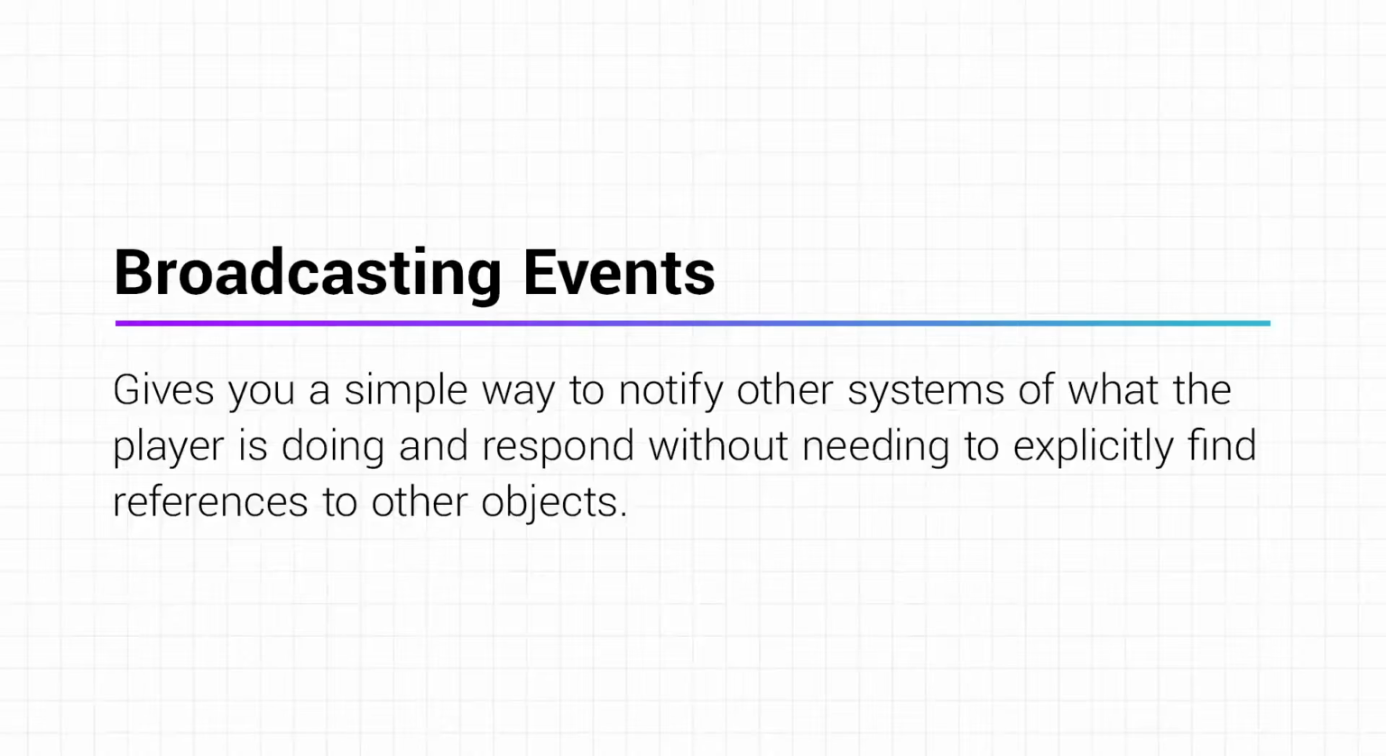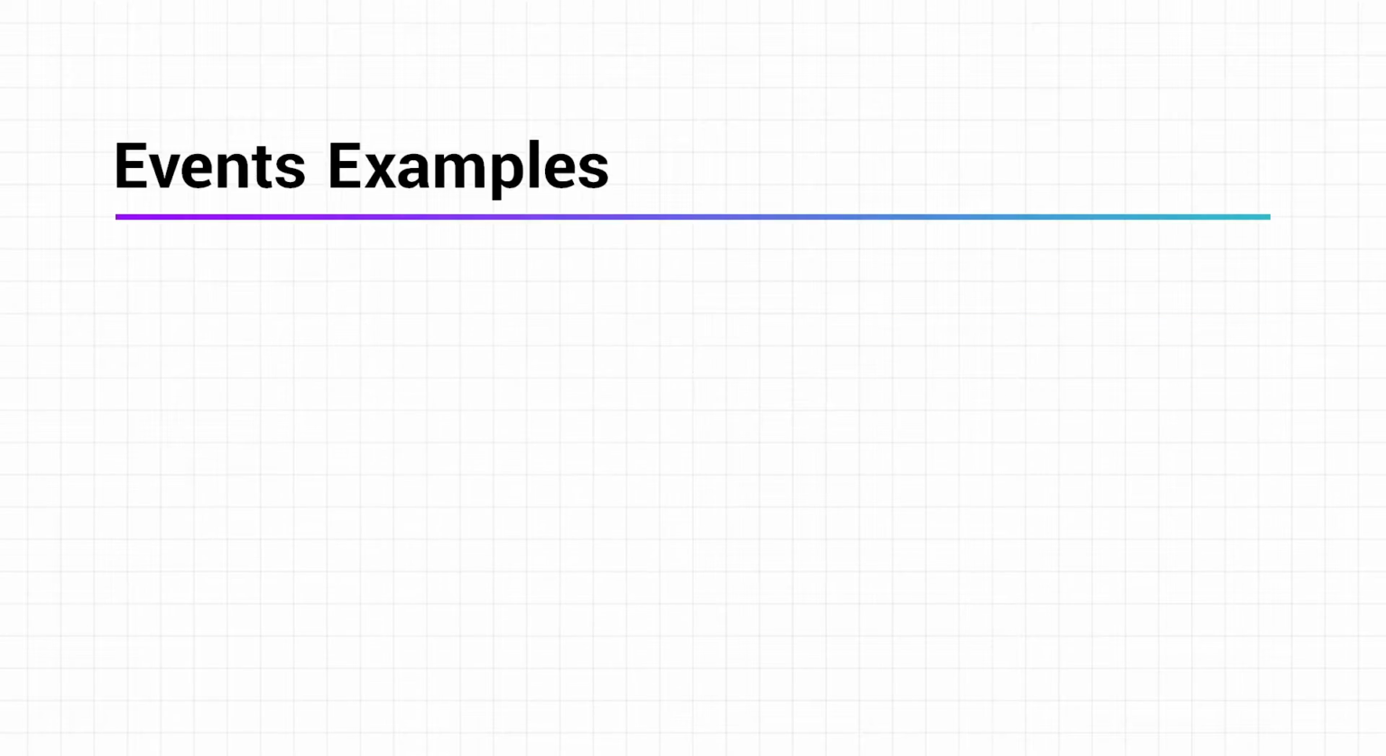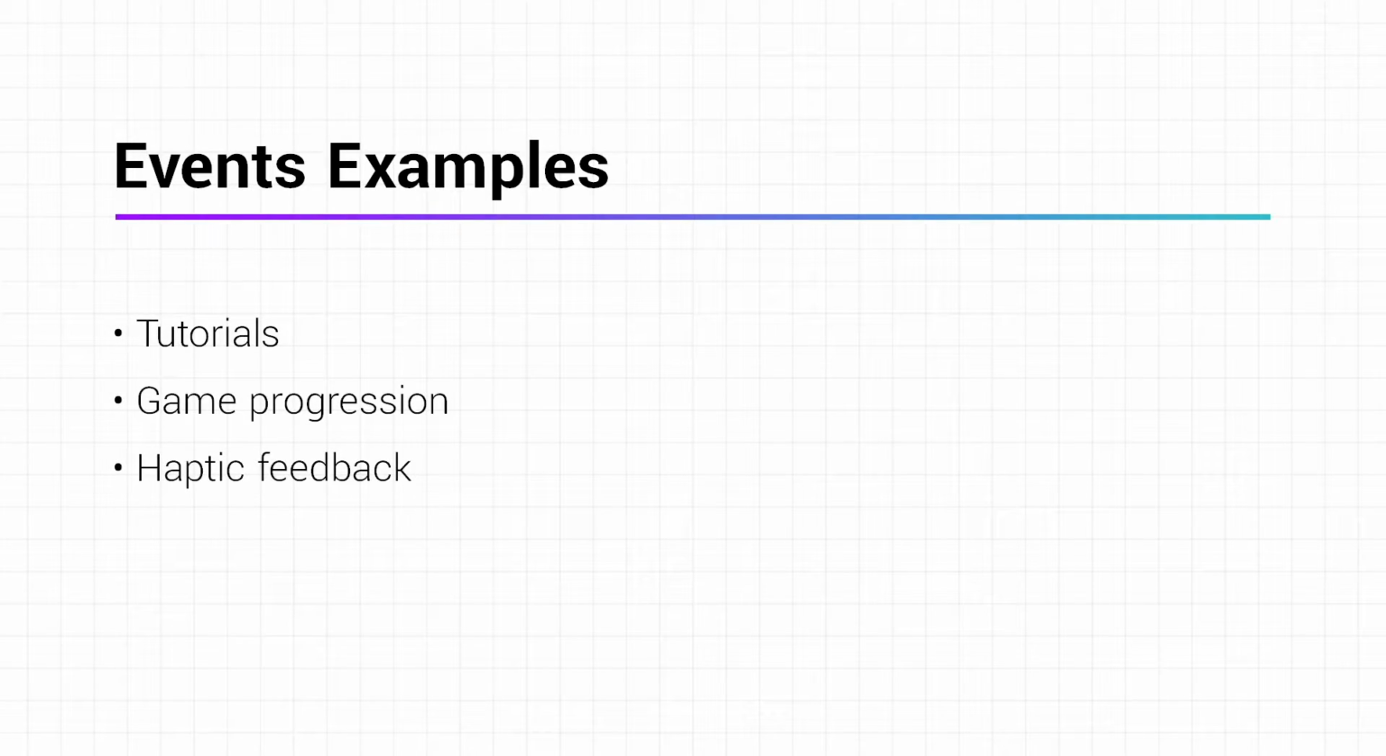While this feature is technically optional, there is a lot to be gained from broadcasting events on grab and drop. Broadcasting events gives you a simple way to notify other systems of what the player is doing and respond without needing to explicitly find references to other objects. Events can be used for everything from tutorials to game progression to haptic feedback and more.